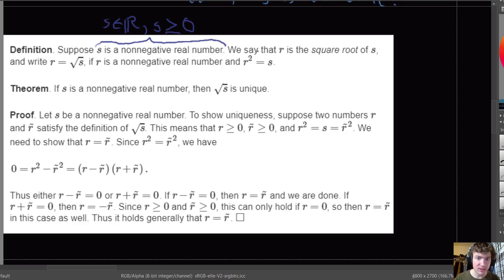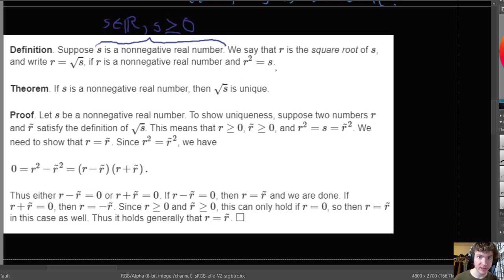Then the definition says we say that R is the square root of S. Notice that square root is italicized to tell you this is the word we're defining. We say that R is the square root of S and write R equals square root of S. So this is defining the symbol square root of S. If R is a non-negative real and R squared equals S. So this corresponds to our intuition of what we think square roots are. R is the square root of S if R squared equals S.